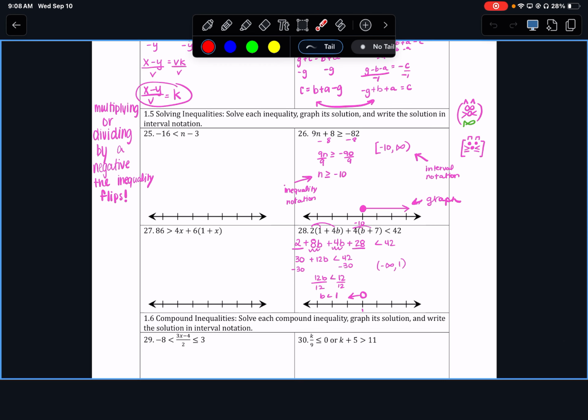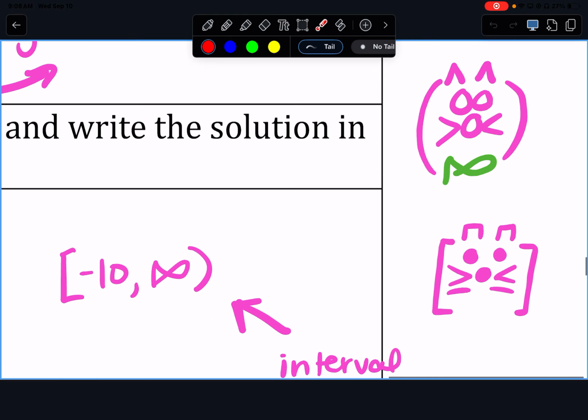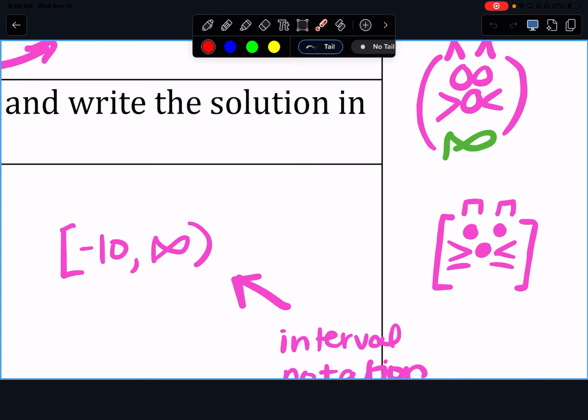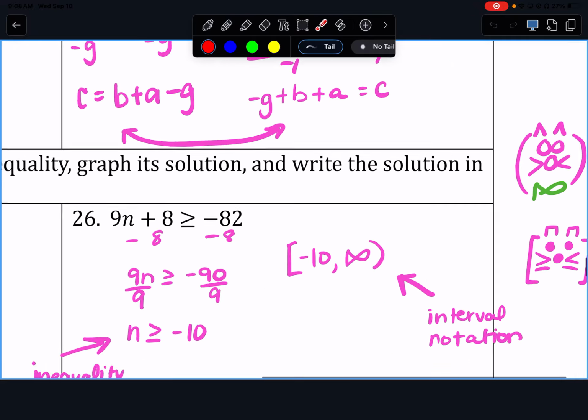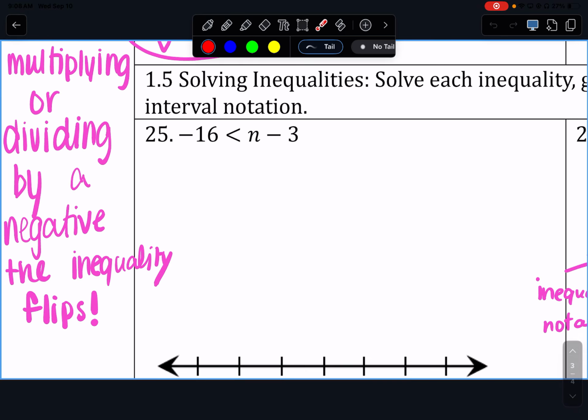I want you to just make sure we remember if we have greater than or less than, we use open circles, parentheses. Infinity also gets a parentheses. If we have less than or equal to, greater than or equal to, we get a closed circle. If we use a closed circle, we use a bracket. If you multiply or divide by a negative number, the inequality flips, okay?